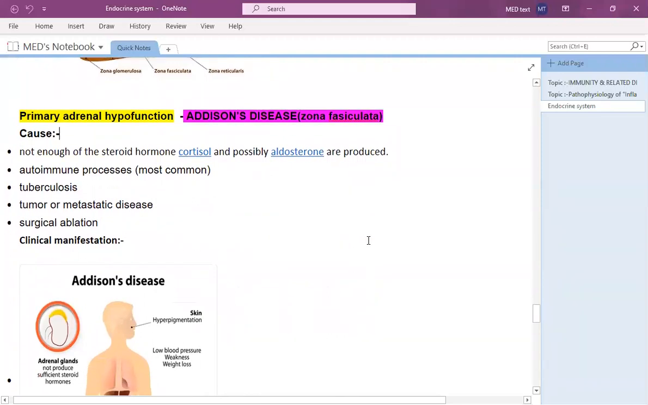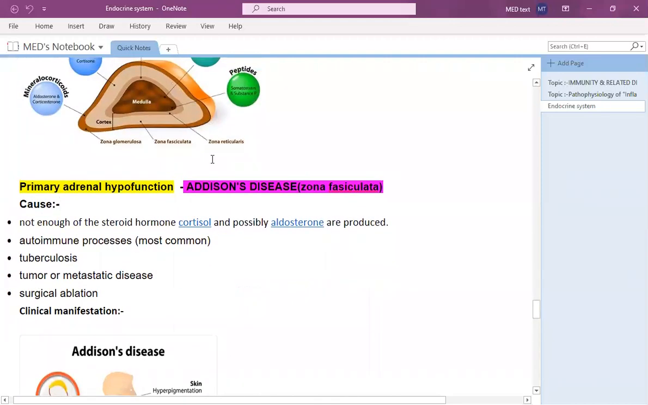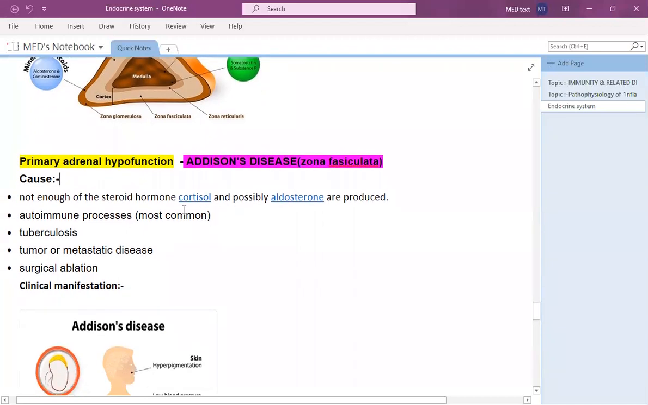So we have the first one. What if the adrenal gland, particularly the zona fasciculata, produces less hormone, that is cortisol, and even zona glomerulosa produces less aldosterone? So what happens? There is a pathology named Addison's disease. Now what is the cause of this Addison's disease? Addison's disease is caused because of not enough steroid hormones like cortisol and aldosterone.